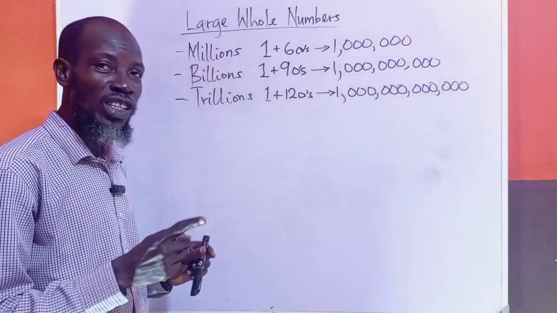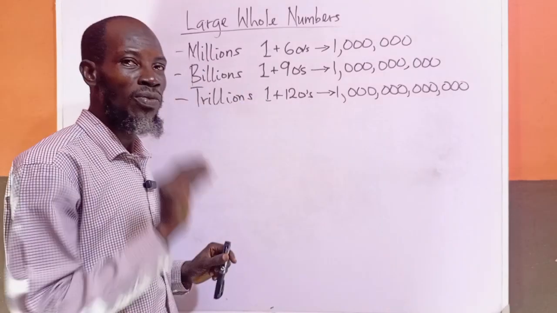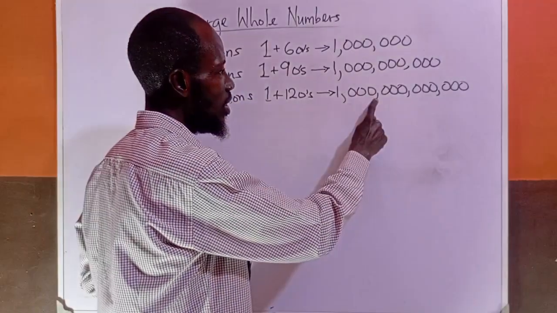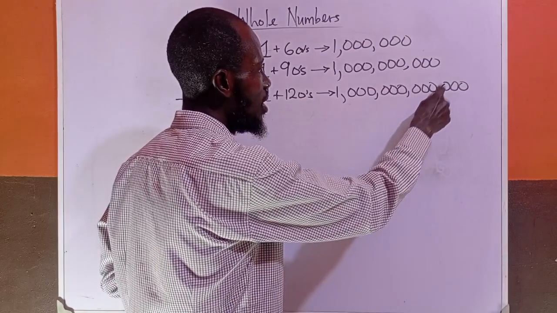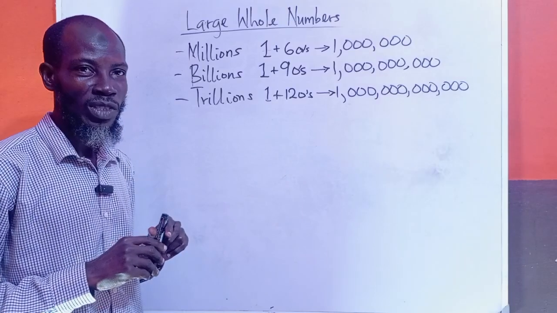Then a trillion is 1 with 12 zeros. So in figures, you are going to have 1, then 1, 2, 3, 4, 5, 6, 7, 8, 9, 10, 11, 12 zeros. So that is 1 trillion.